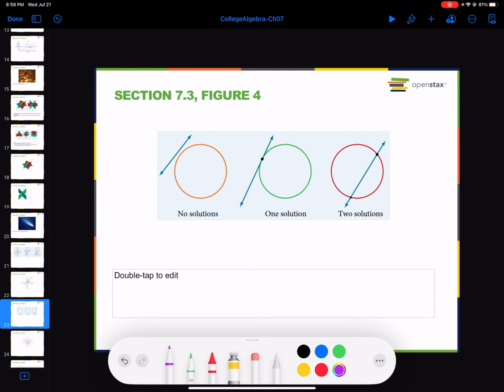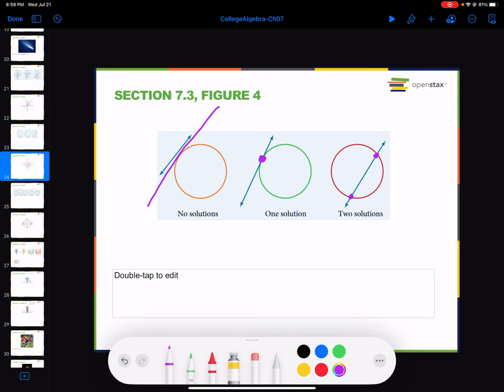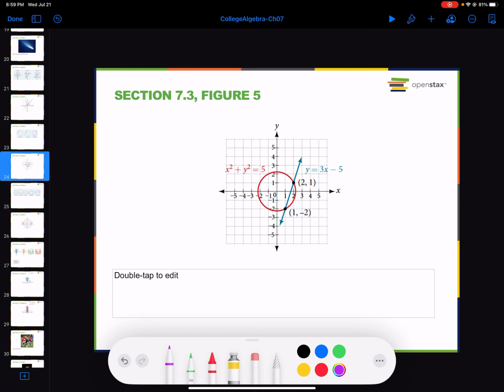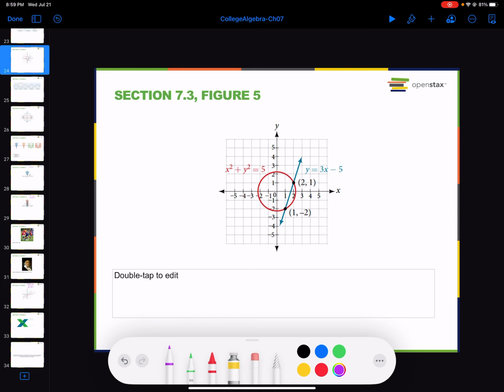Here's another example where you have a line intersecting a circle, and the different types of situations you could have. You could have no solutions at all because they don't touch. You could have one single solution where it's tangent to it, or you could have two solutions where it completely intersects the circle. And here's an example of where that could happen. I'm not going to go through this one, but it's the same idea again.